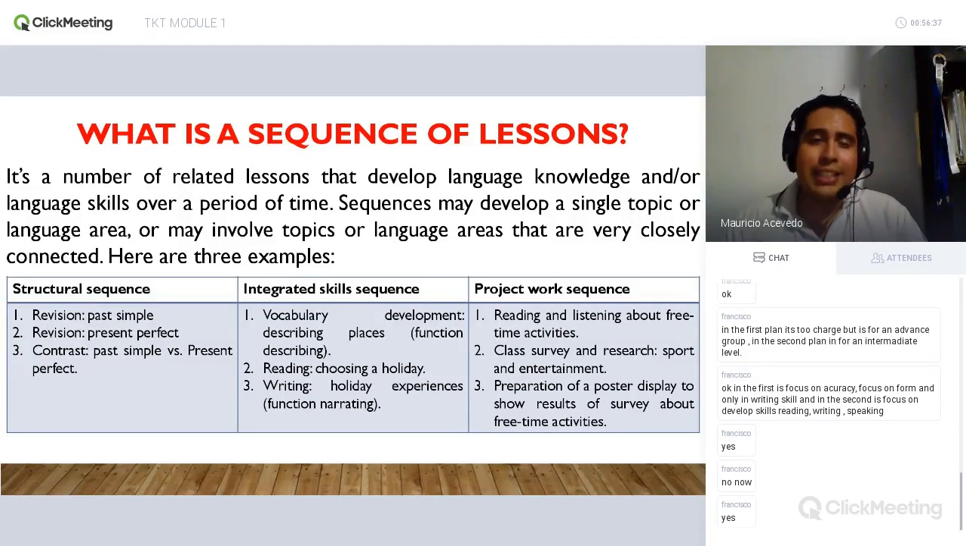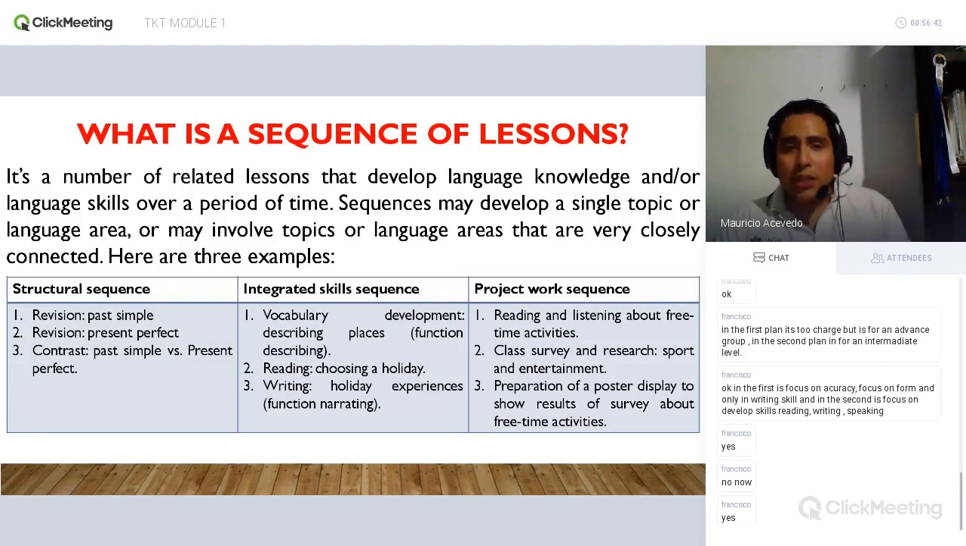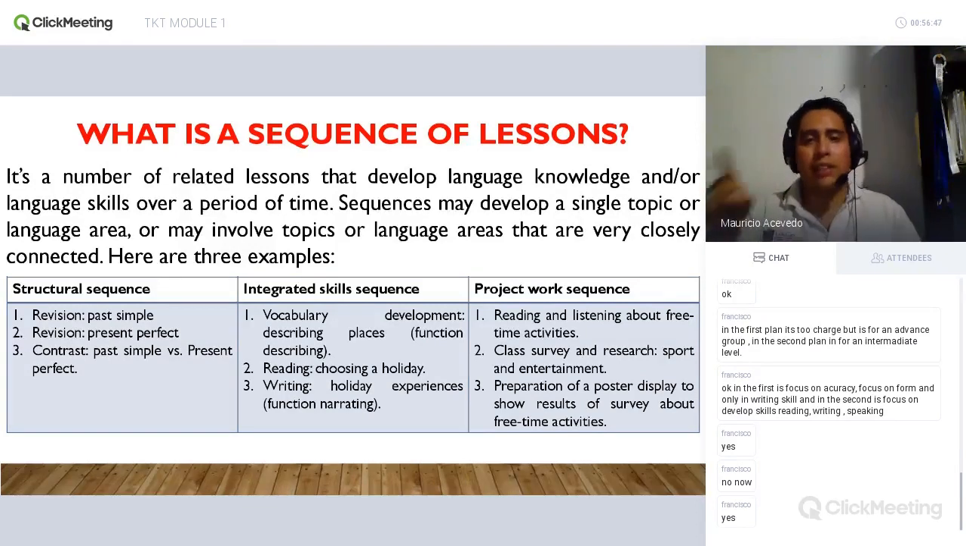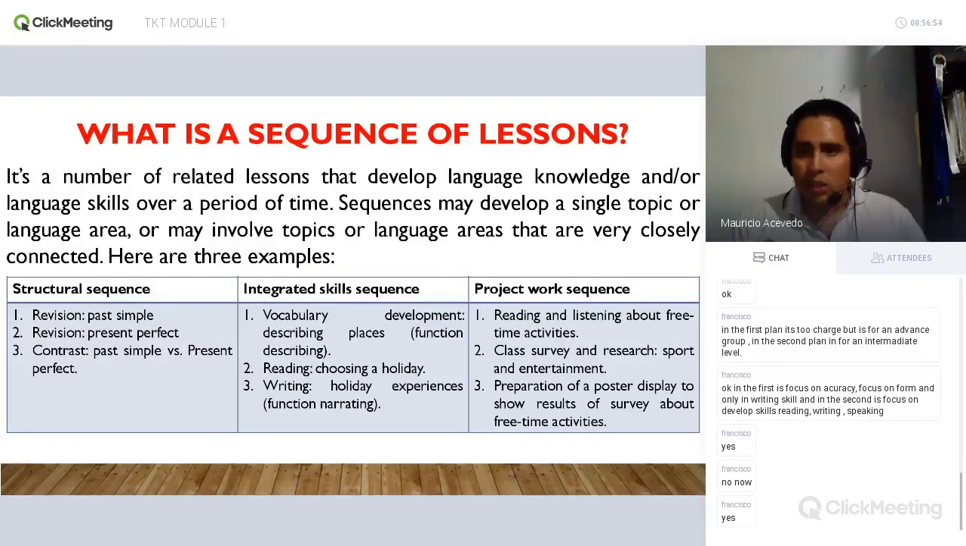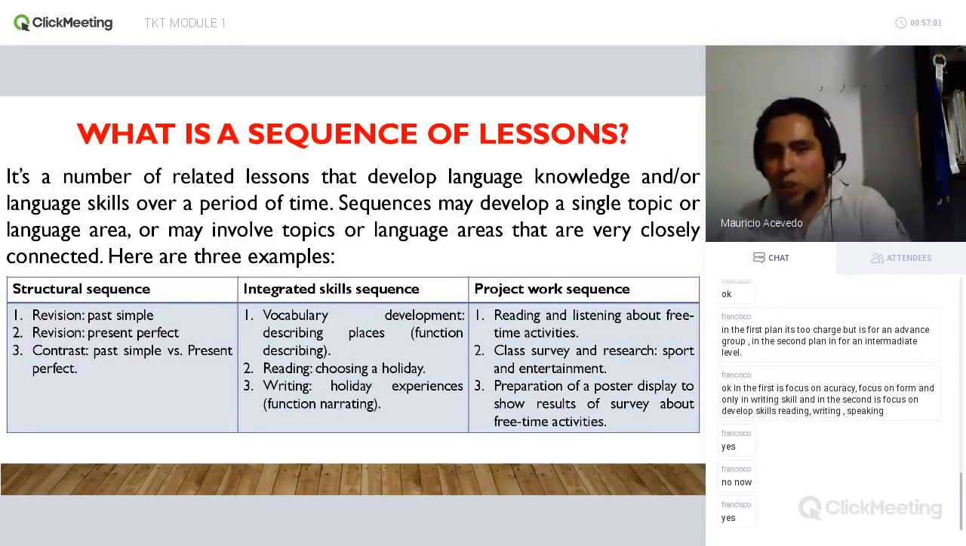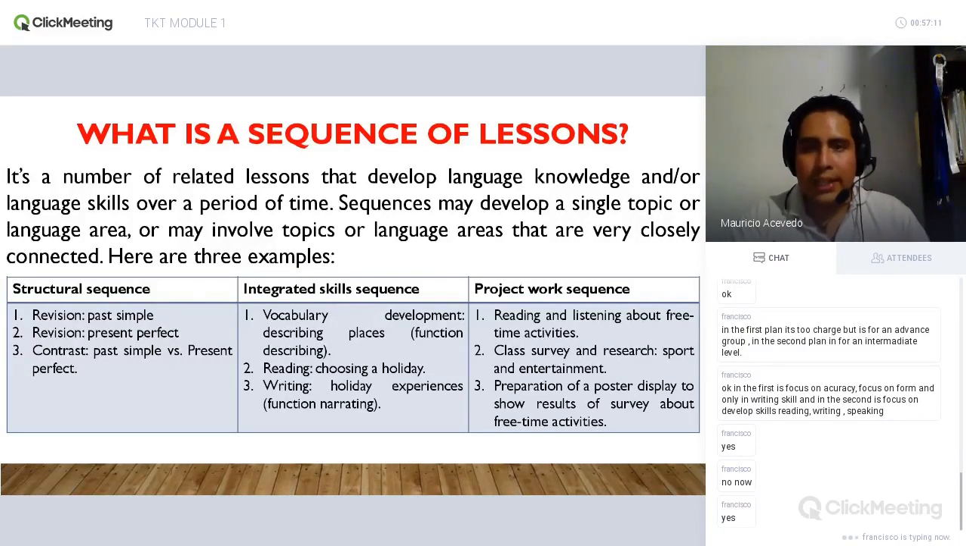Okay, Francisco, so this is mainly the difference between a sequence and an individual class. In an individual class, you don't continue. It is not a cyclical kind of classroom, where you go further, then come back, and then go further and come back. In an individual class, you start a topic, you finish a topic. Then you start another topic and finish another topic, which is not very related to the first one, and so on. So no problems, Francisco, about sequence of lessons? Is everything clear?